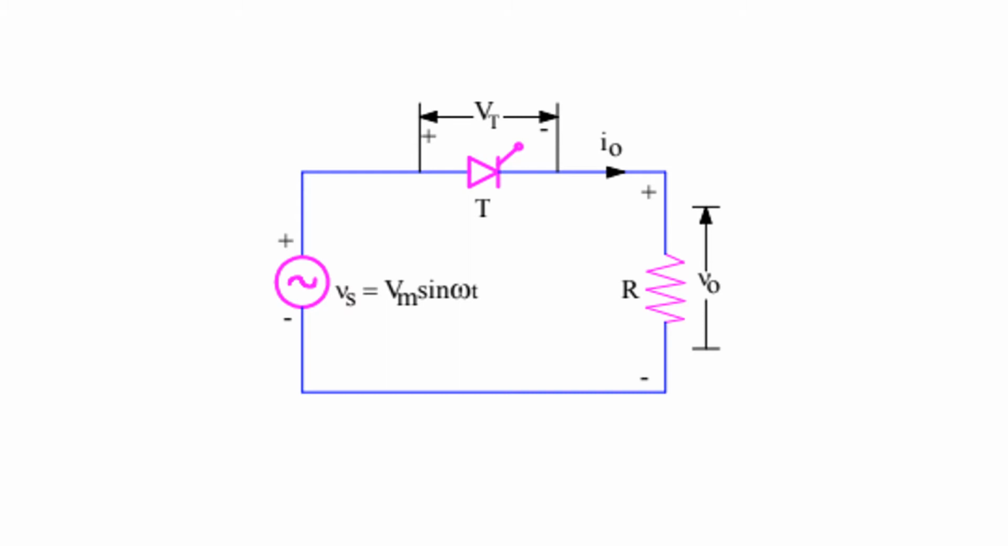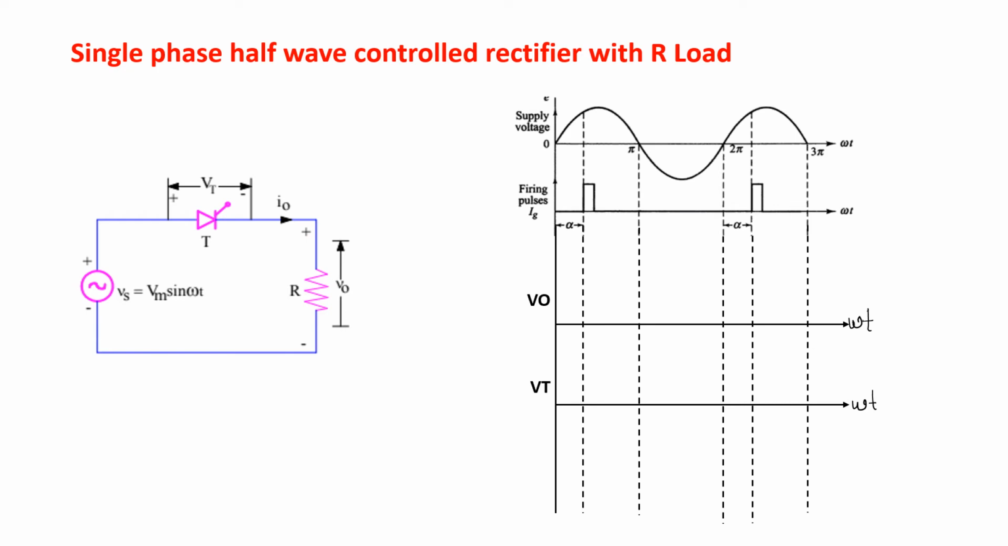Here I have used a purely resistive load. Now we will see the working of the single phase half wave controlled rectifier with R load. These are the waveforms. This is the waveform for the AC input and these are the firing pulses. These pulses we will apply to the SCR.